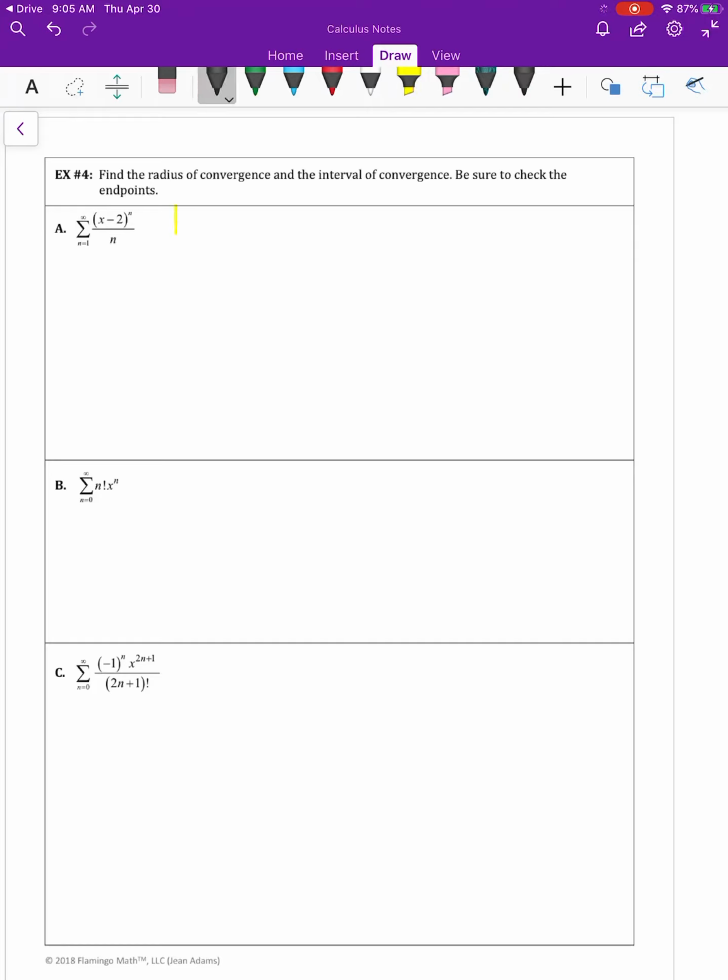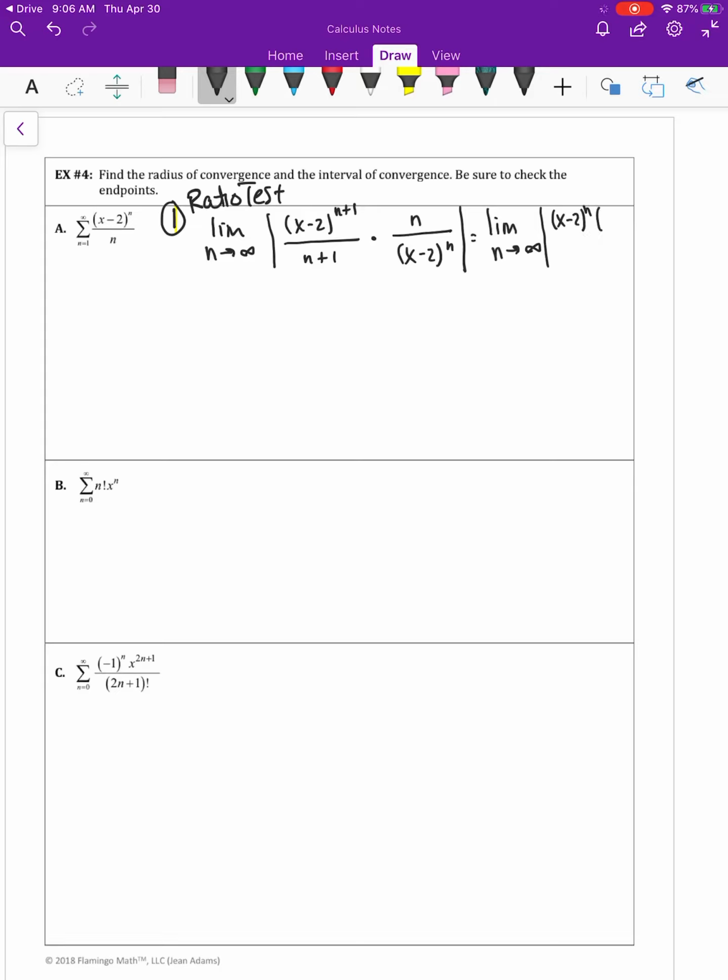The first thing we're going to do is use the ratio test to find the convergence. So number 1 is the ratio test. The limit as n goes to infinity of the absolute value of (x minus 2) to the n plus 1 divided by n plus 1, and then we're dividing by a sub n, which means we'll multiply by the reciprocal. We're just going to see where this takes us.